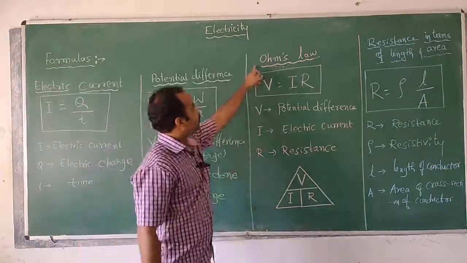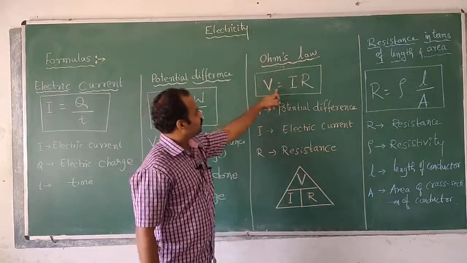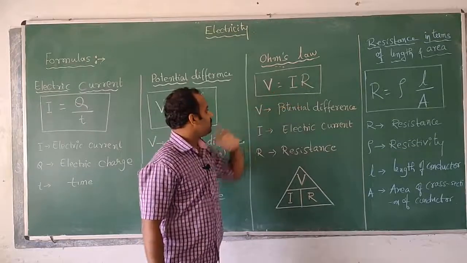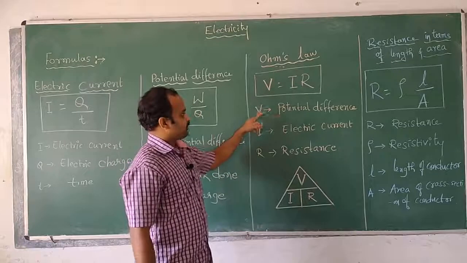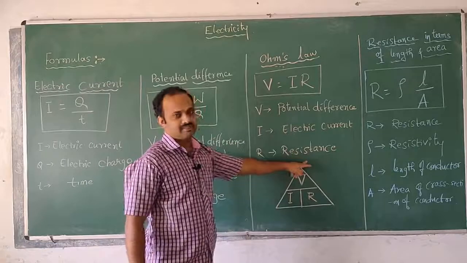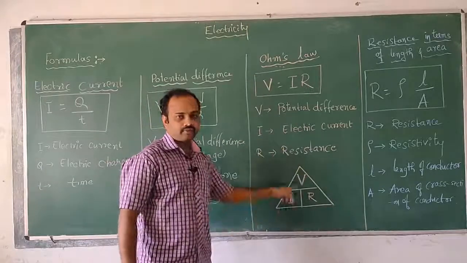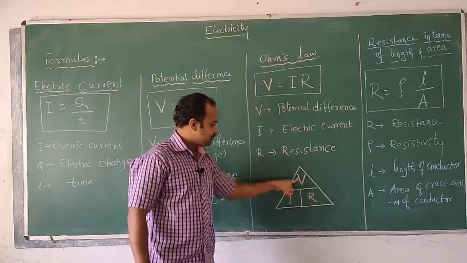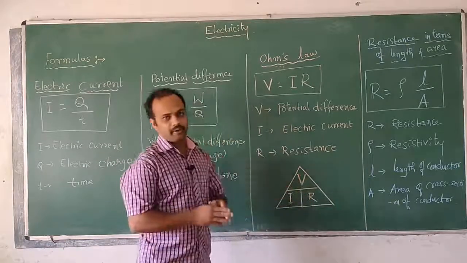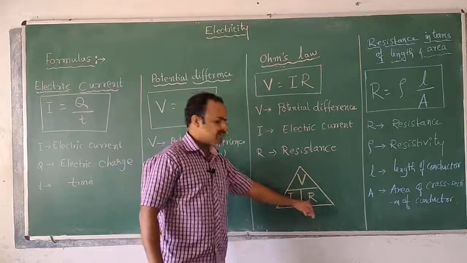And third one is Ohm's law. The equation is V is equal to I into R, where V is potential difference, I is electric current, and R is resistance. Ohm's law can also be written in triangular form: we write V above, and I and R below, dividing the triangle in half.